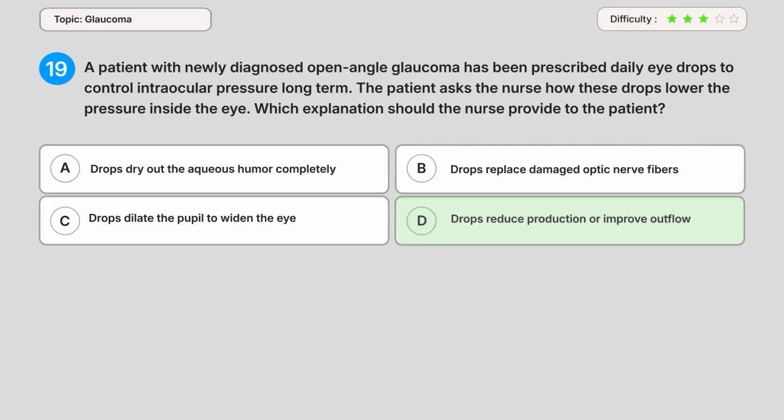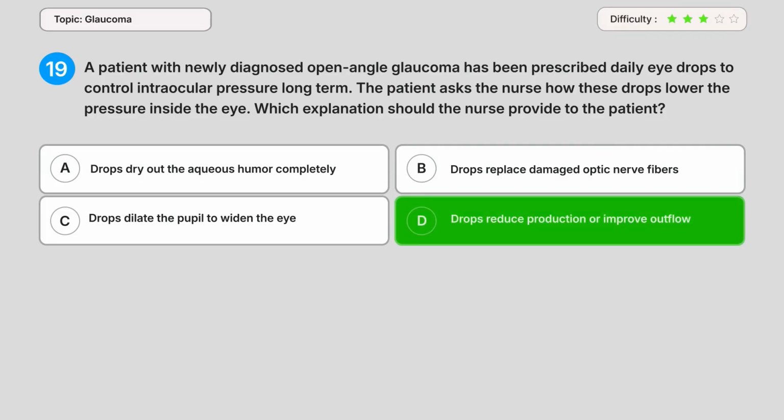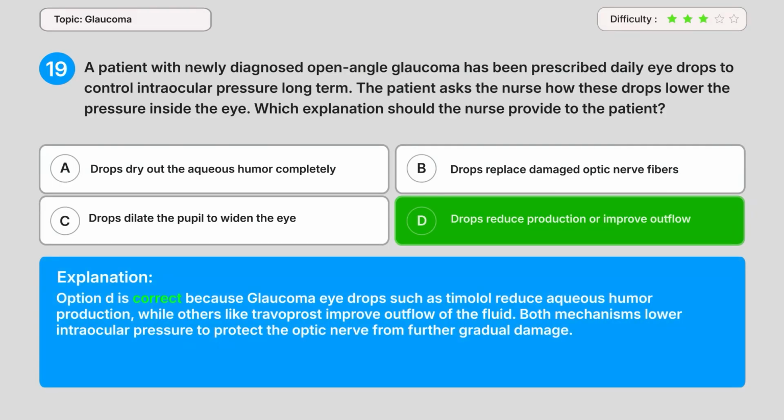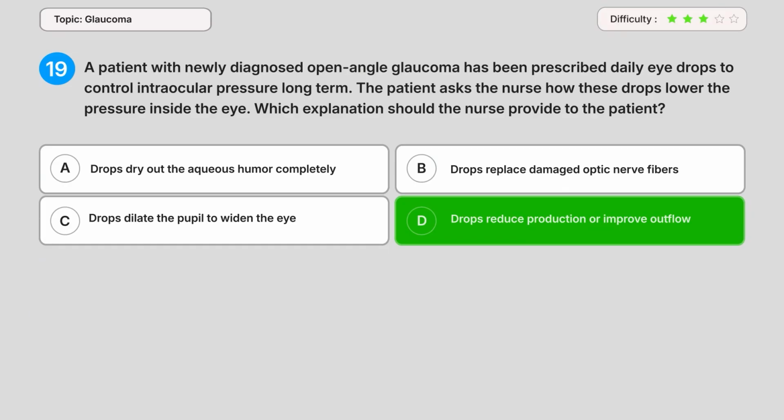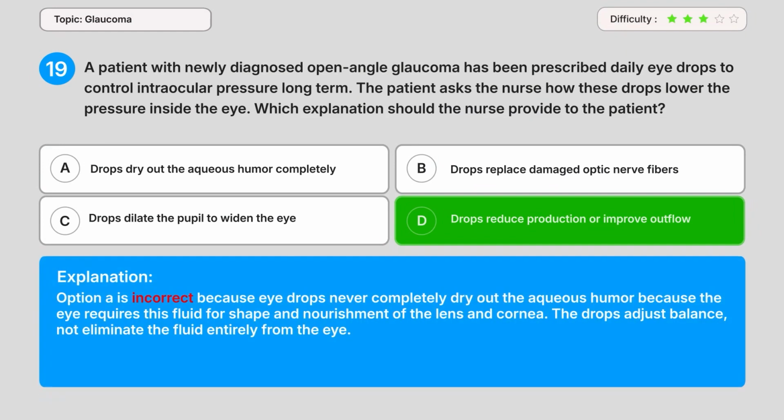Correct answer. D. Drops reduce production or improve outflow. Glaucoma eye drops such as timolol reduce aqueous humor production, while others like travoprost improve outflow of the fluid. Both mechanisms lower intraocular pressure to protect the optic nerve from further gradual damage. Option A is incorrect because eye drops never completely dry out the aqueous humor because the eye requires this fluid for shape and nourishment of the lens and cornea. The drops adjust balance, not eliminate the fluid entirely from the eye.